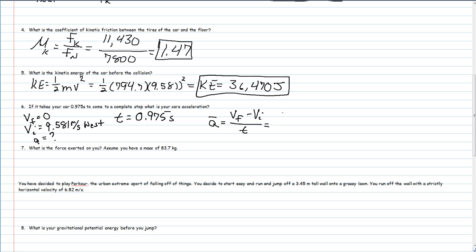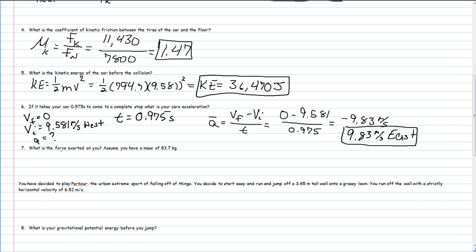So in this case, v final is 0 minus 9.581 all over my time, which is 0.975. Whenever I do this, I actually get a negative number, a negative 9.83 meters per second squared. Now what this means is this negative sign that's right here, and I'm going to go ahead and move it up so it's in line. What that means is that I'm actually traveling in my negative direction, which is 9.83 meters per second squared east. And that's my answer.